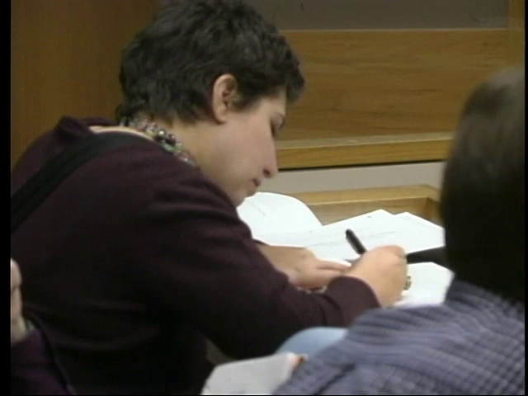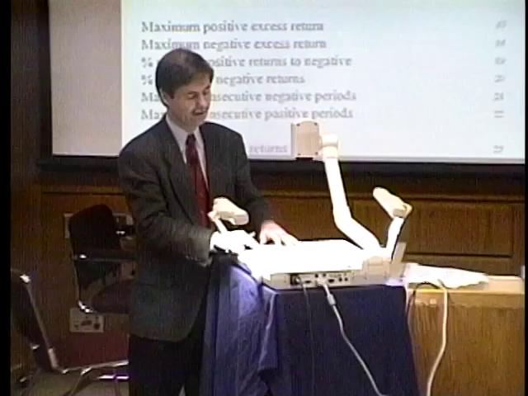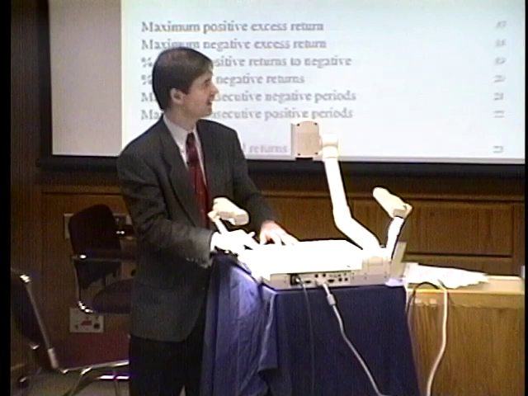Now, the other stuff to look at here is the difference between the equal weight and the value weight. And in this particular case, it's pretty dramatic. So let's just shift over here.